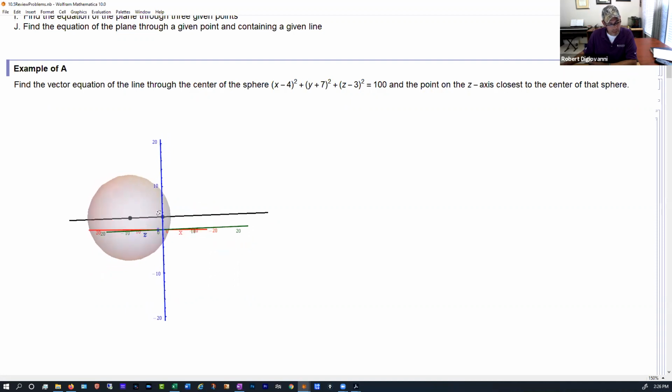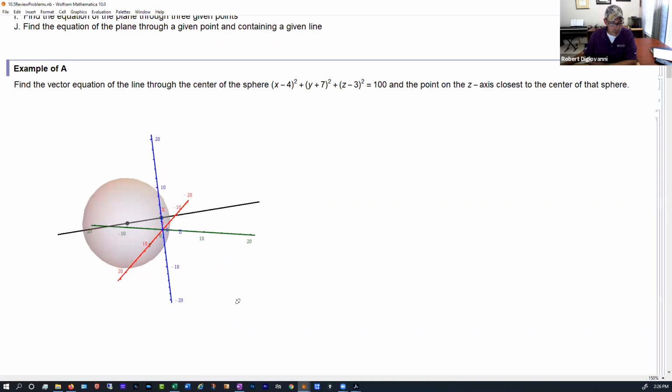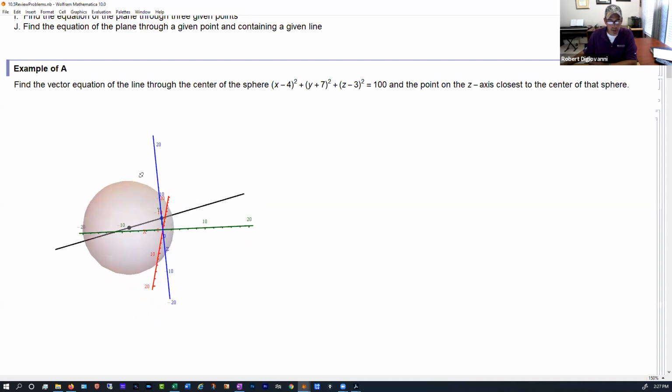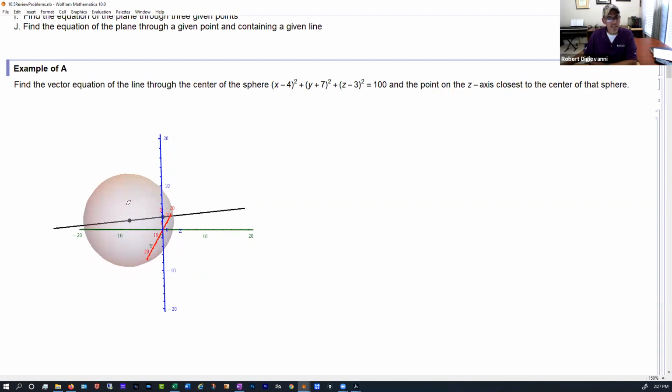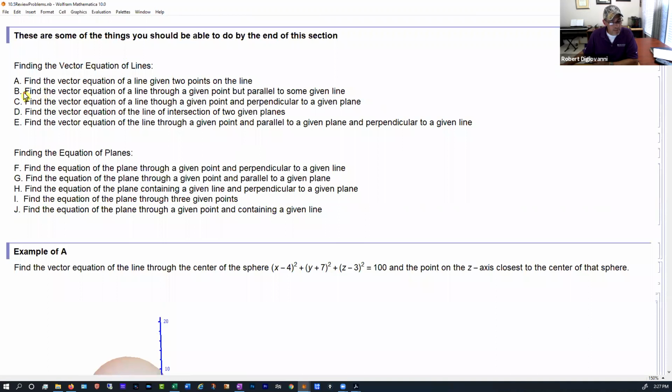So it's like, here's the picture. You have a sphere. You're trying to find the equation of the line that goes through the center of that sphere and a point on the z-axis. The point on the z-axis that's closest to the center of the sphere. So yeah, do you see this is not as straightforward as just me giving you 2 points? You're gonna have to think about this, and they get harder. They get much harder. Okay, let me see this next concept.